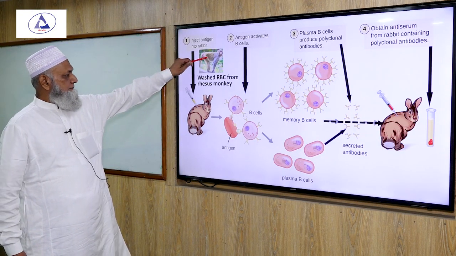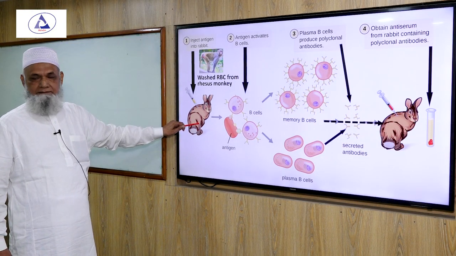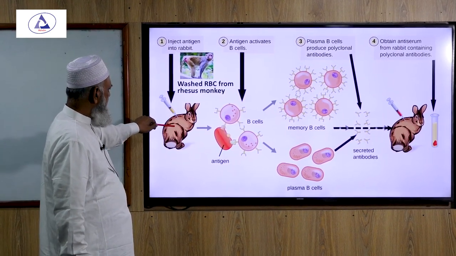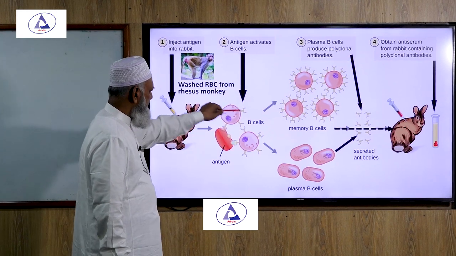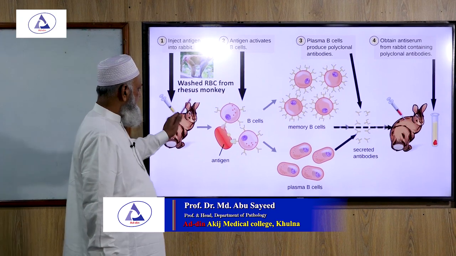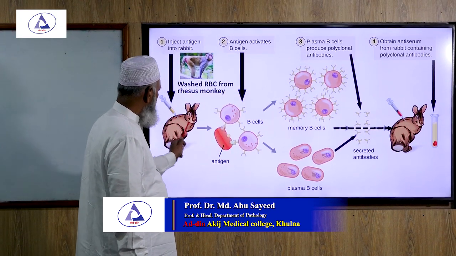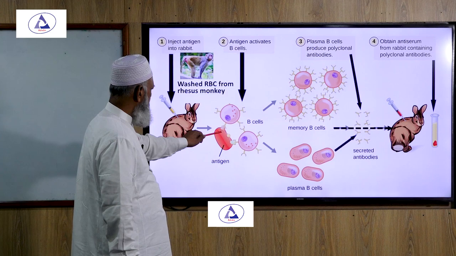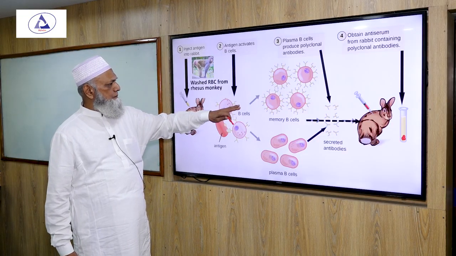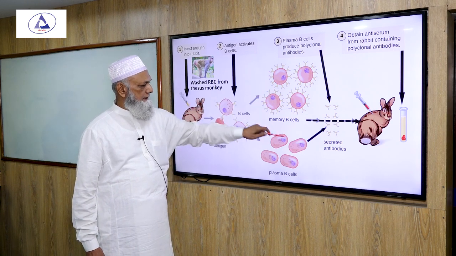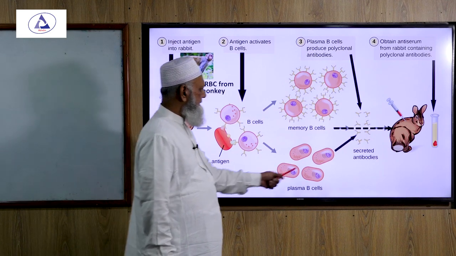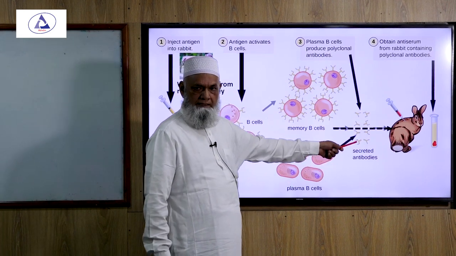This is the rhesus monkey, this is the rabbit. Washed red blood cells of rhesus monkeys are injected into the rabbits. The rabbit's B cells become immunized. This is the red blood cell antigen of rhesus monkeys, this is the B cell of the rabbit. Immunized B cells are of two types: one is memory cells, another is mature B cells or plasma cells. Plasma cells secrete polyclonal antibodies.